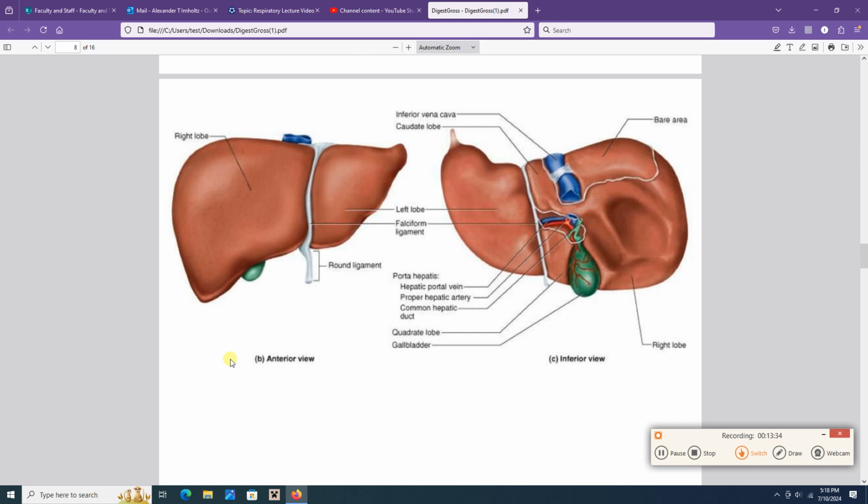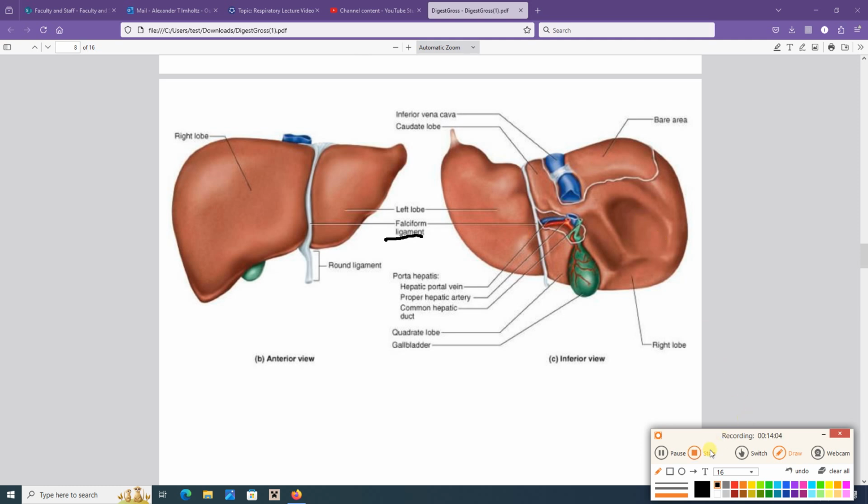Here we got our liver. The liver has a right lobe and a left lobe separated by a falciform ligament. So right lobe, left lobe, separated by a falciform ligament. Falciform means sickle-shaped. And if we flip our liver over, we can still see the left lobe. We can still see the right lobe as well.